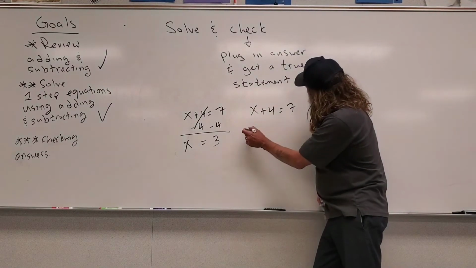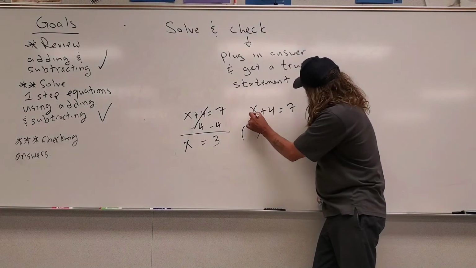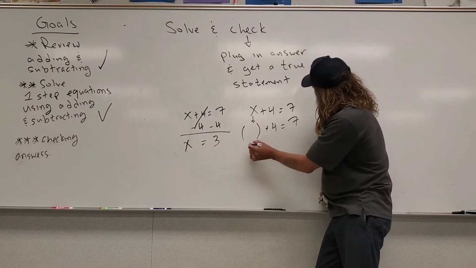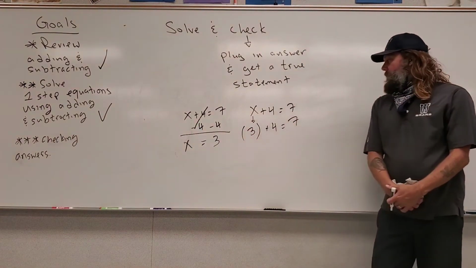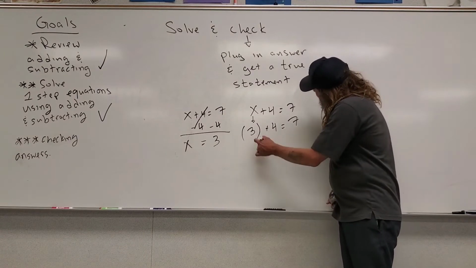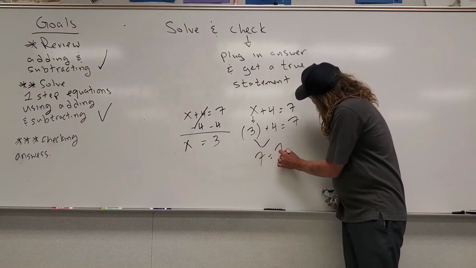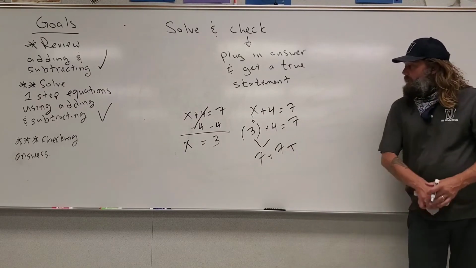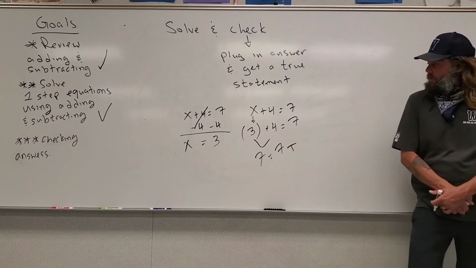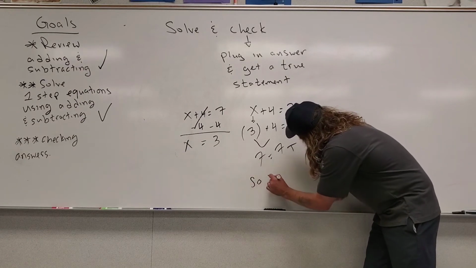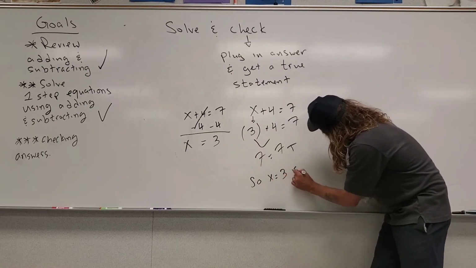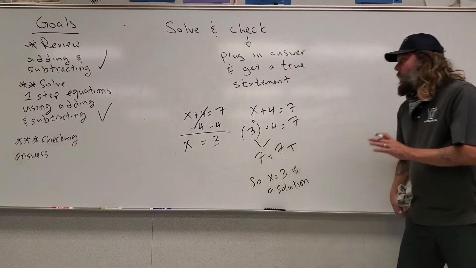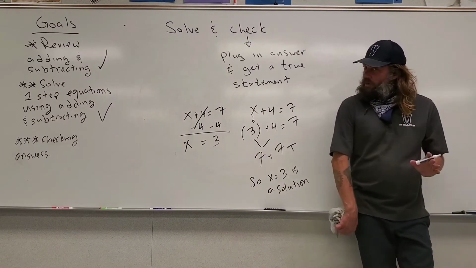So I'm no longer going to say x plus 4. I'm just going to put a parenthesis in the place of the x, and I'm going to plug in a 3 in its place. And now I'm going to simplify it. 3 plus 4 is 7. Does 7 equal 7? That is true. Right? So what that means is that x equals 3 is a solution. So this is what it looks like when we solve and check.